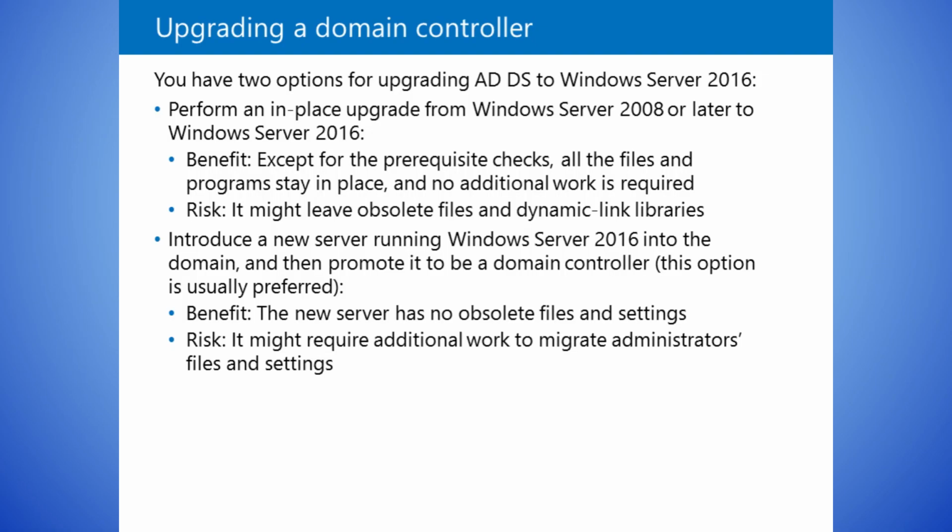The process for upgrading a domain controller is the same for any version of Windows Server, starting from Windows Server 2008 through Windows Server 2016. You can upgrade to a Windows Server 2016 domain in one of the following two ways. You can upgrade the operating system on existing domain controllers that are running Windows Server 2008 or later. You can add servers running Windows Server 2016 as domain controllers in a domain that already has domain controllers running earlier versions of Windows Server.